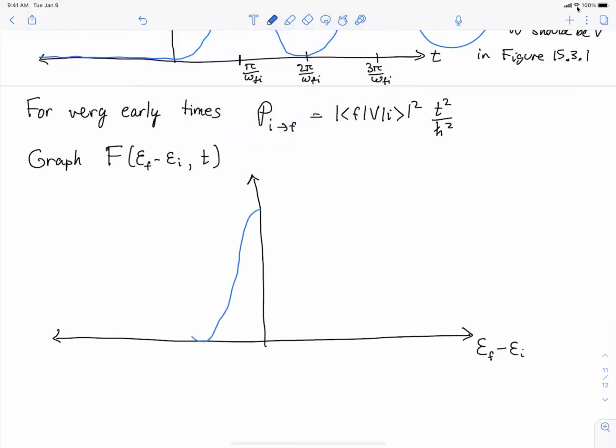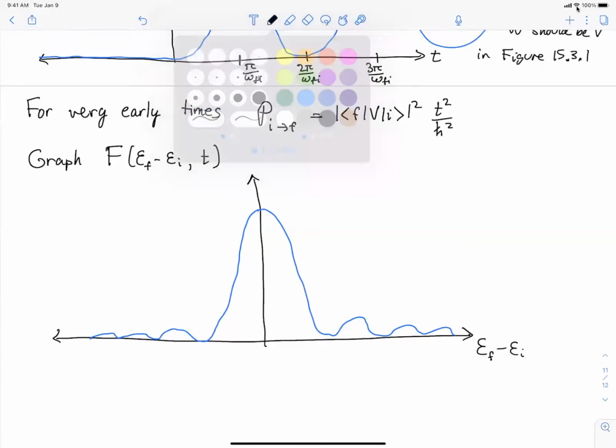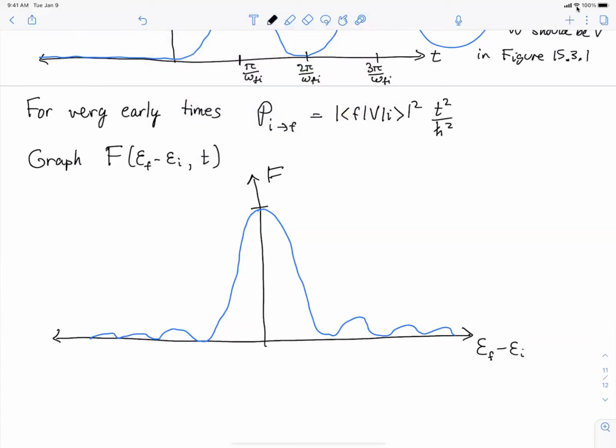It's got a main peak, and then it's got some little peaks that die off. This is a very rough sketch. Okay, and so we're graphing f here. And we just figured out that the height of this thing is t squared over h bar squared. So that's the maximum value of it.